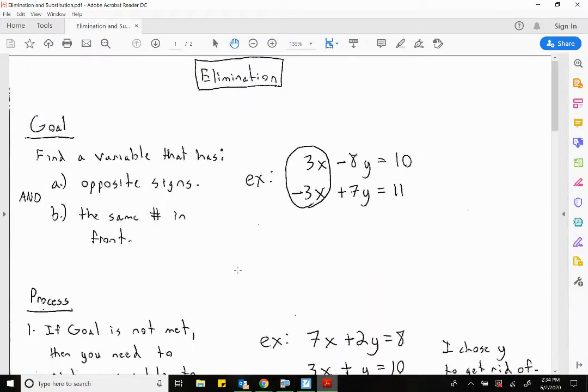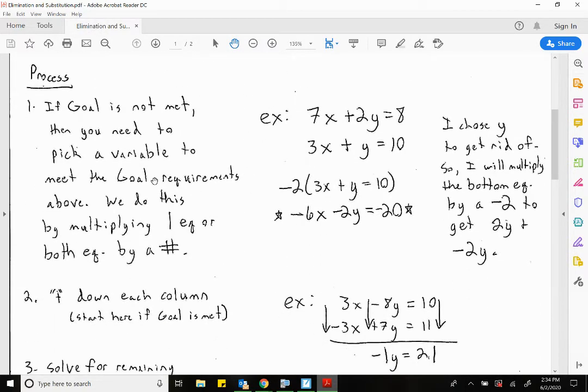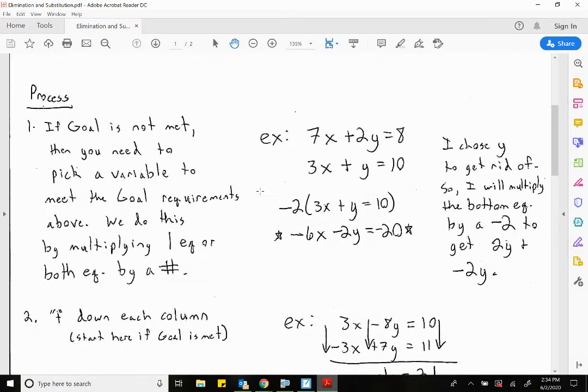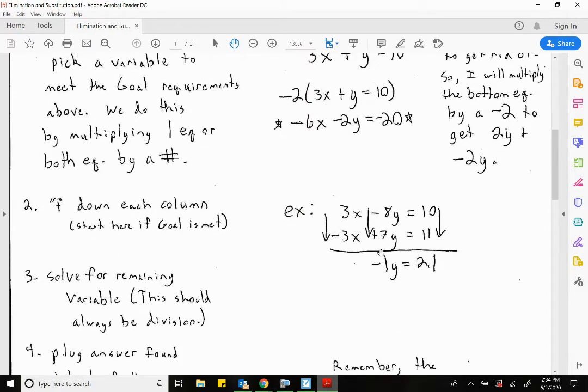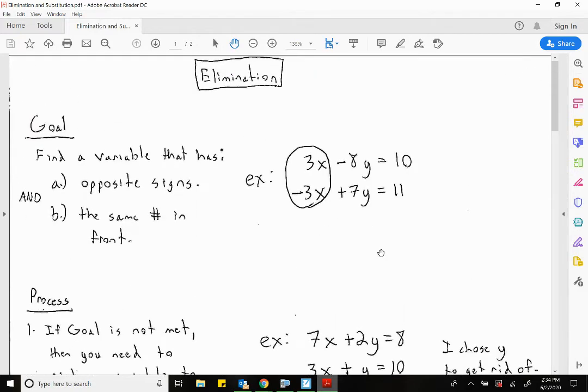Now I have provided you with notes about elimination. I've shown you what the goal of elimination is, and then the process to getting to the answer. It's only 4 steps. And I have provided you an example right out here to the side of how those 4 steps are going to work. So let's talk about elimination.